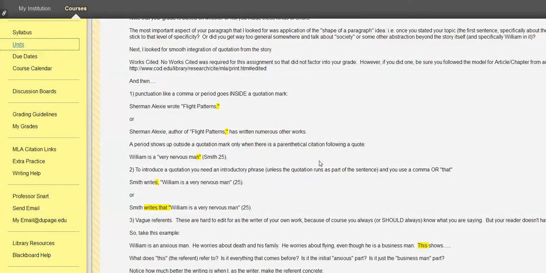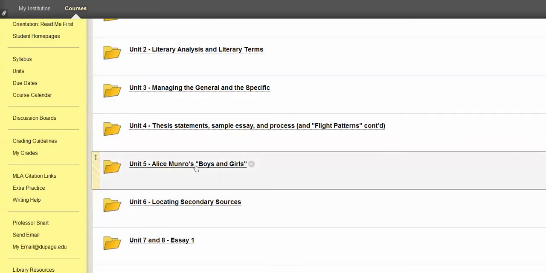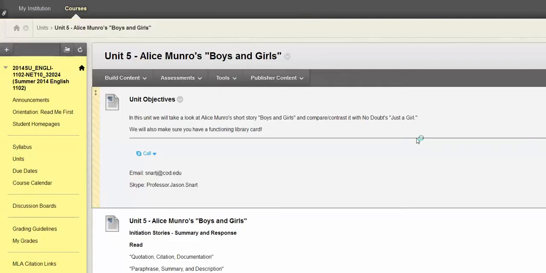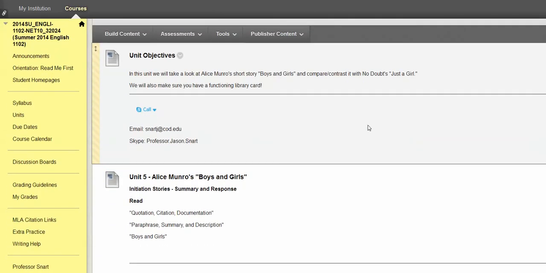And then into Unit 5, which is an interesting one. It gets us into our next reading for the course, which is a short story called Boys and Girls by Alice Munro. She recently just won, was it a Nobel Prize in Literature? I can't remember, some mammoth award, so even more famous than she was before.